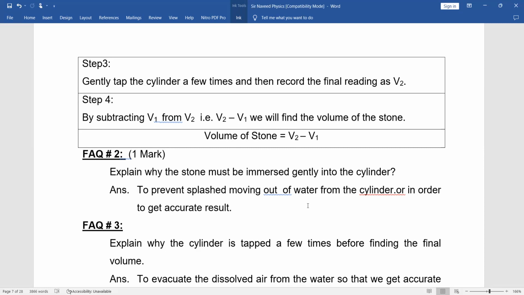Explain why the stone must be immersed gently into the cylinder. This is to prevent splashing of water out of the cylinder, in order to get an accurate result.